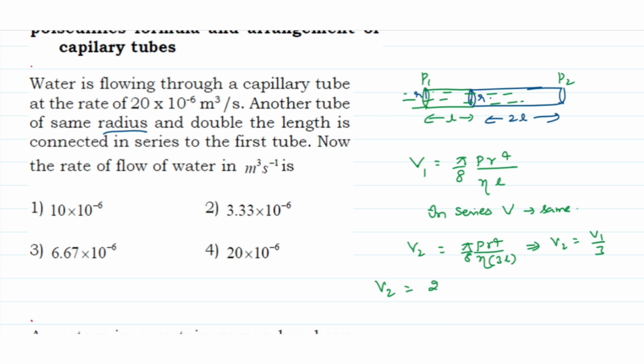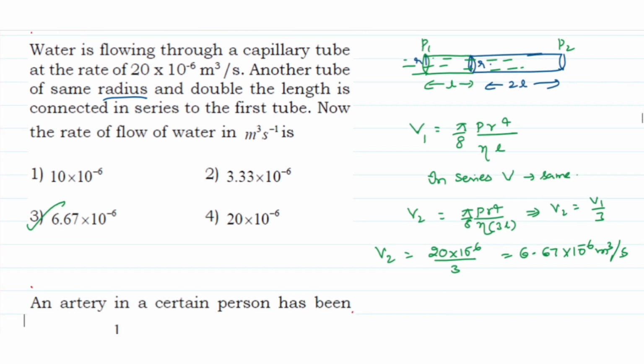So V2 equals V1, which is already given as the volume flowing, 20 into 10 power minus 6, divided by 3. So this value is nearly 6.67 into 10 power minus 6 meter cube per second. So this will be the correct answer. Look at the next question.